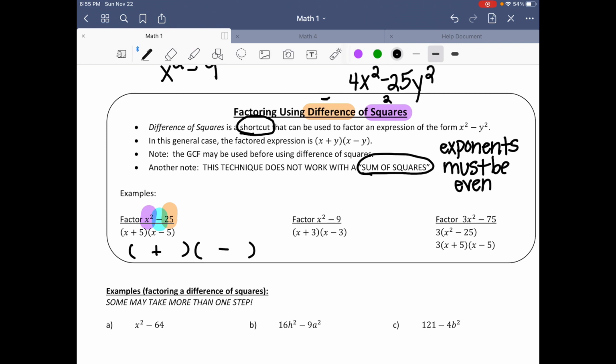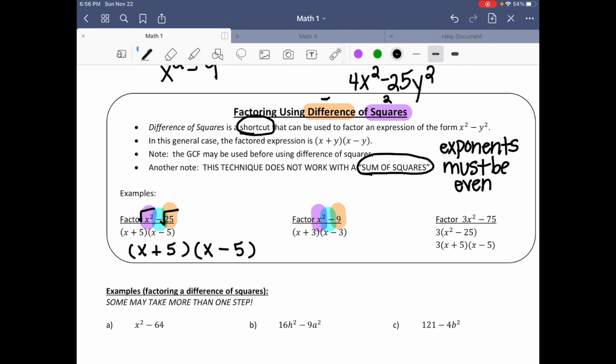I'm going to write two parentheses, one plus, one minus. Now I'm going to take the square root of x squared, which is just going to be x and x, and I'm going to put those in the same spot that the x squared was in originally. I'm also going to take the square root of 25, which is going to be 5 and 5. You can see this same pattern. I have subtraction, I have x squared, and I have 9.